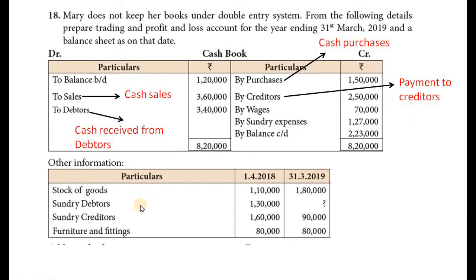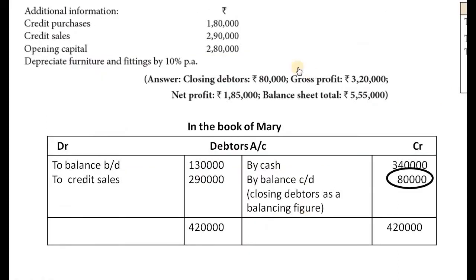And in the other information part, we have a list of assets and liabilities. But for sundry debtors, only the opening balance is available, the closing balance is not available. In the additional information part, we have information regarding credit purchases, credit sales, and we are given the opening capital, and we are also asked to depreciate the furniture and fittings by 10%. Since we don't have information regarding the closing debtors, we have to prepare the debtors account for ascertaining the closing debtors.